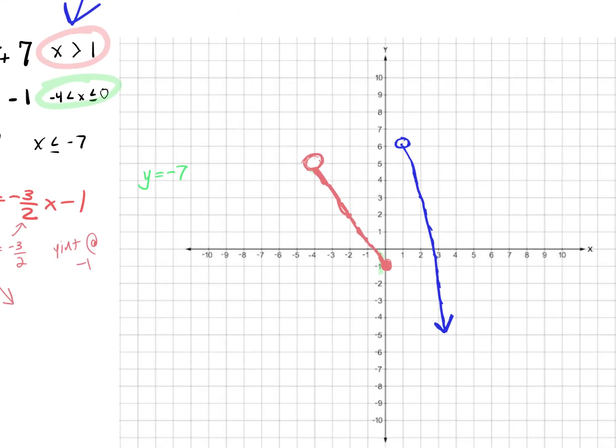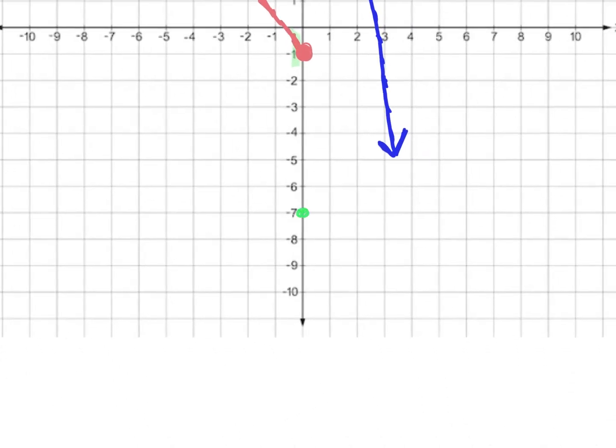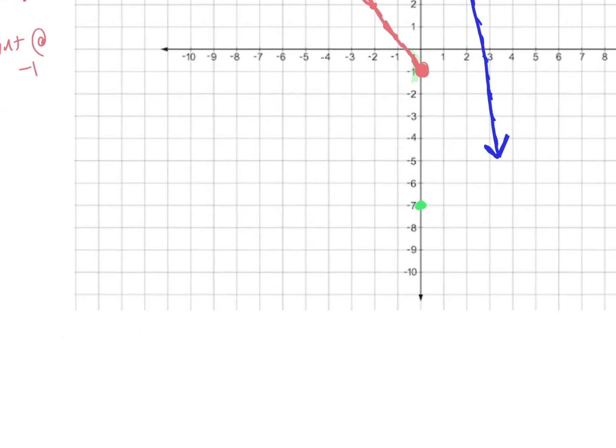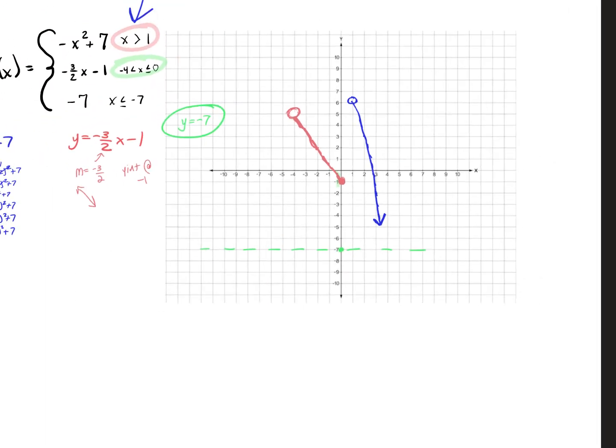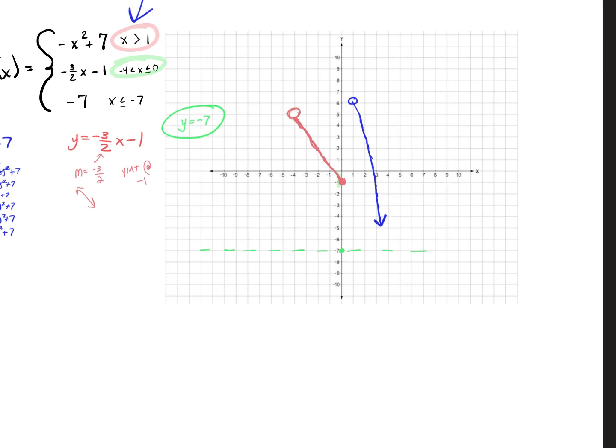Let's graph our last one. And we save this one for the last because it's the easiest. If I have an equation that says y equals negative 7, what kind of a line is y equals negative 7? It's a straight line through y equals negative 7. Now I have to figure out what part of that line I need to keep and what part of that line I need to get rid of. So what is my boundary line for y equals negative 7? Negative what? Okay, so I'm going to draw a line right there.